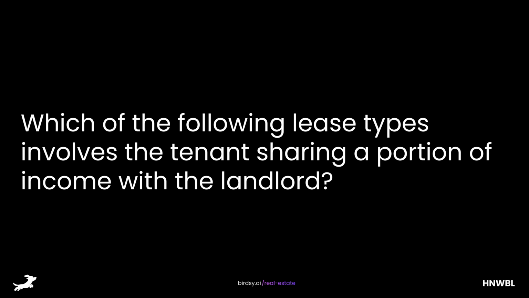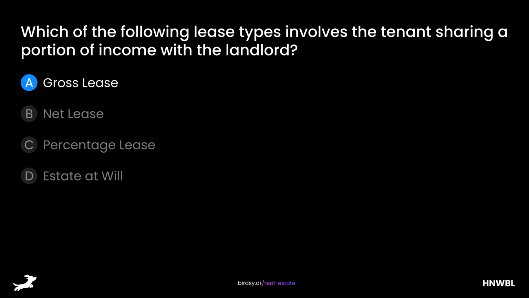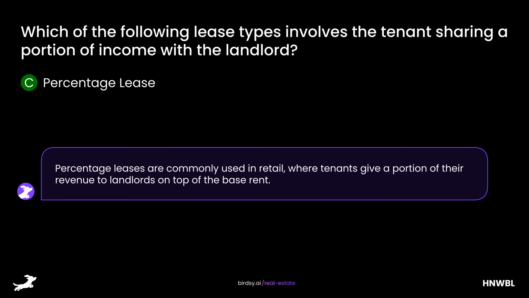Which of the following lease types involves the tenant sharing a portion of income with the landlord? Is it A, gross lease, B, net lease, C, percentage lease, or D, estate at will? The answer is C, percentage lease. Percentage leases are commonly used in retail where tenants give a portion of their revenue to landlords on top of the base rent.